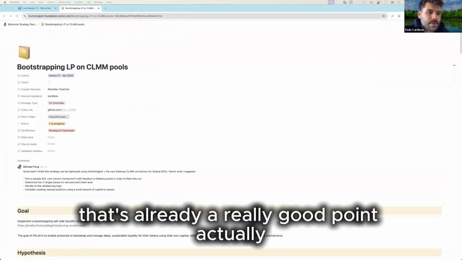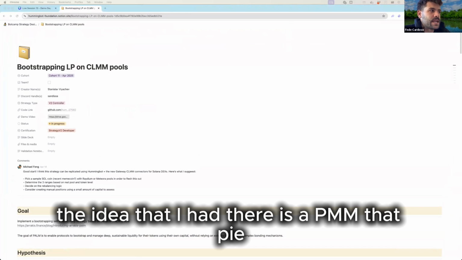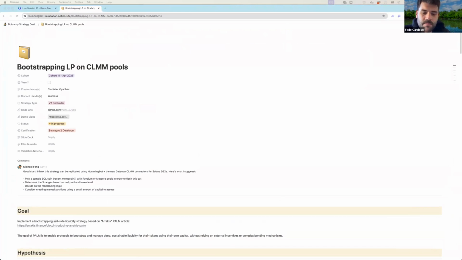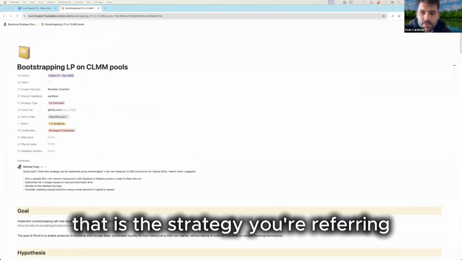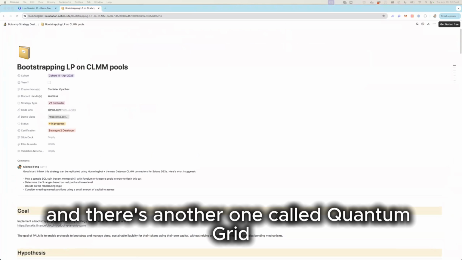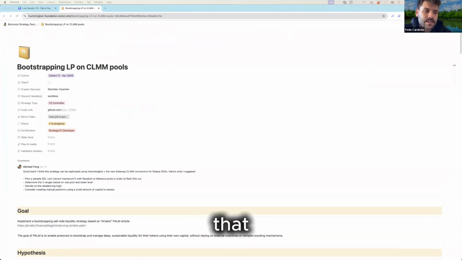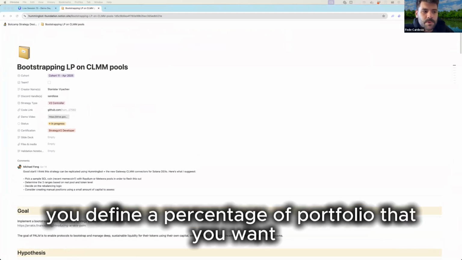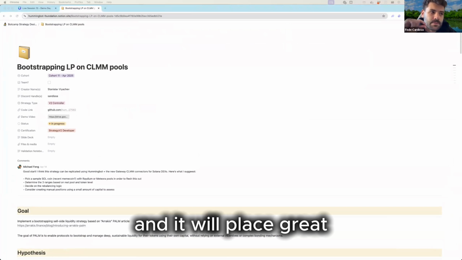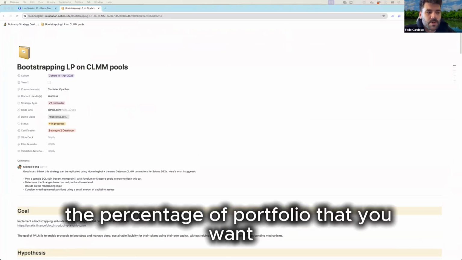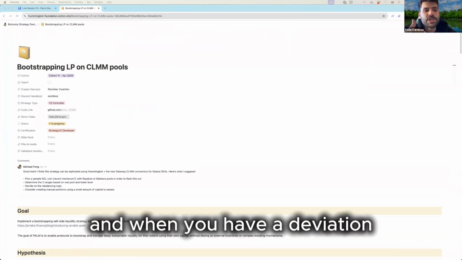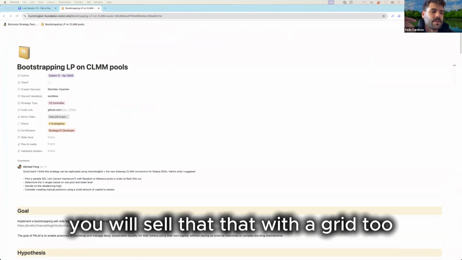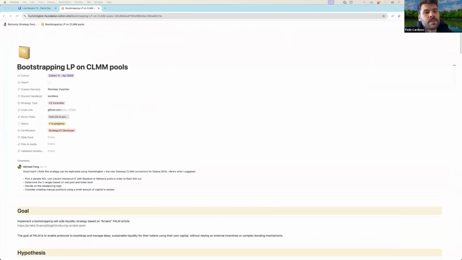That's already a really good point. Actually, the idea that I had, there is a PMM.py, that is the strategy that you're referring to. And there's another one called Quantum Grid Allocator, which is the one that I want to make more portable. But basically, you define a percentage of portfolio that you want in that one, and it will place a grid until it reaches the percentage of portfolio that you want. And when you have a deviation, it will sell that with a grid too.